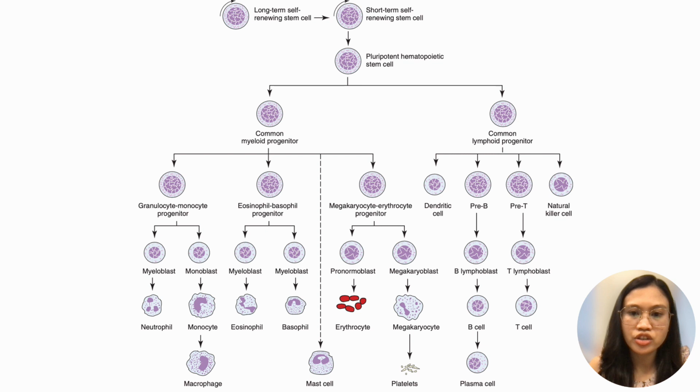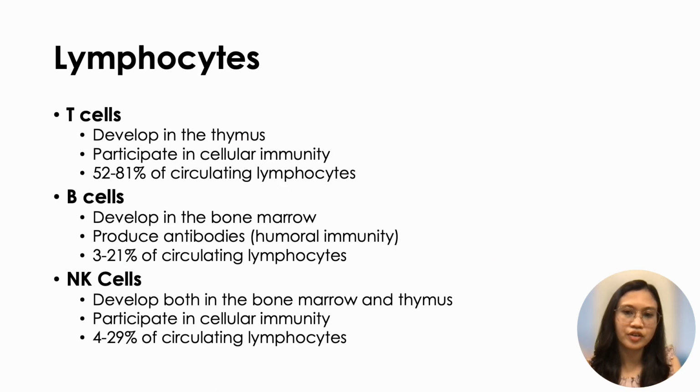Going back to this image, you will see that lymphocytes are quite unique in the sense that they are derived from a different progenitor. Unlike the granulocytes and the monocytes, which I previously mentioned are derived from the common myeloid progenitor, the lymphocyte is derived from the common lymphoid progenitor. The circulating lymphocytes are divided into 3 populations: the T cells or T lymphocytes, the B cells or B lymphocytes, and the NK cells or natural killer cells.